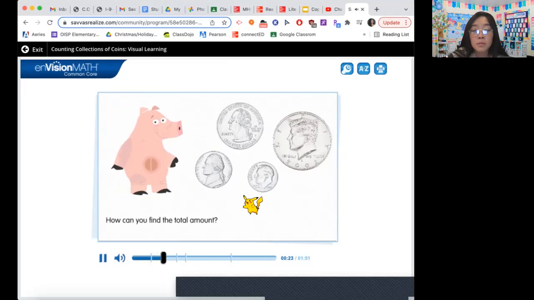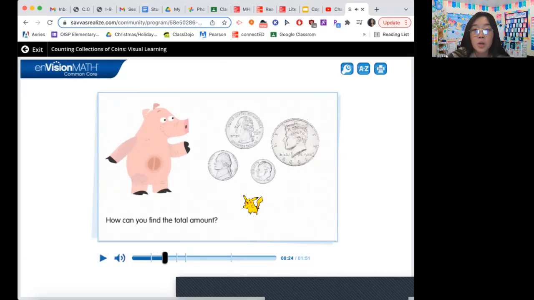How can you find the total amount? You can add up each of their values, and there's different ways that you can add them up. But here, a $50 we know is worth 50 cents. A quarter is worth 25 cents. A dime is worth 10 cents. And a nickel is worth 5 cents. So you can add up those values to get your total.